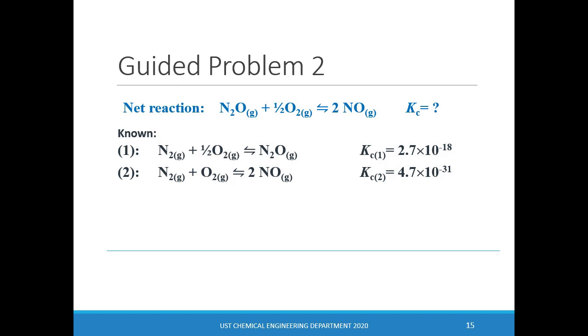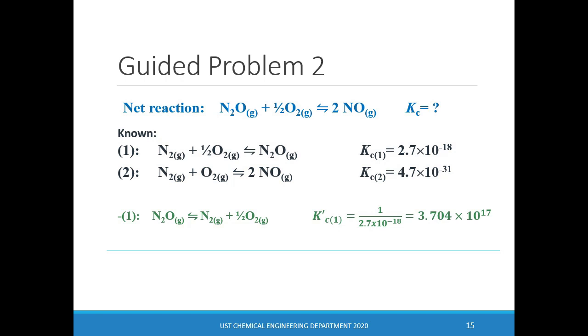To determine the net equilibrium constant, you have to modify the given reaction such that, when added, will give the net reaction. First, let's look at the reactants of the net reaction. We need to have N2O and O2. N2O can be obtained when we reverse the first reaction. Remember, when you reverse a reaction, the new equilibrium constant will be its reciprocal. So for the reversed reaction 1, K prime 1 will now be equal to 3.704 times 10 to the 17.